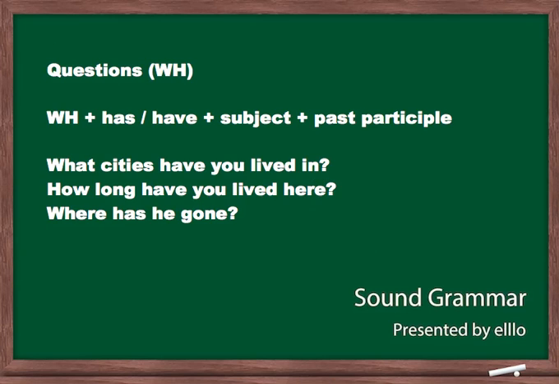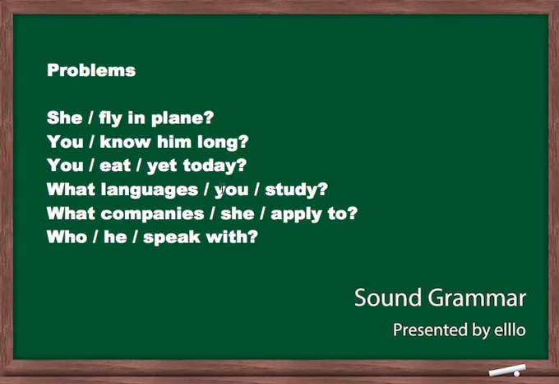So what we're going to do next for problems is, can you correctly write the question in the present perfect? So here we have, she flying a plane. So how would we make that into a question? It would be, has she ever flown in a plane? So we often use ever when we're talking about experiences. You don't have to use it, but it's used when we're talking about experiences. And the question would be, has she ever flown in a plane?